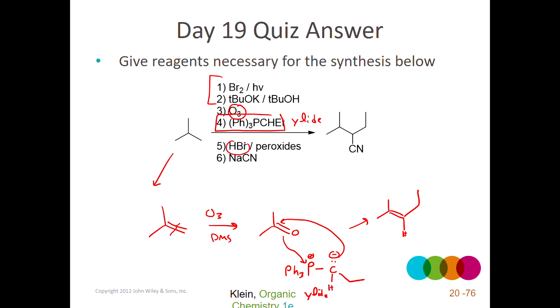If I add HBr without peroxides, the H would go to the carbon where there's already an H, and that would be a Markovnikov addition. The bromine would be here. That's not what I want, right? I want the bromine right here on the same carbon. The CN is going to come in so that the bromine can leave when the CN replaces it. So if I use HBr with peroxides, that would do an anti-Markovnikov addition and put the bromine in the correct position. And then the CN minus from the NaCN can come in and push that out in an SN2 to give the product.